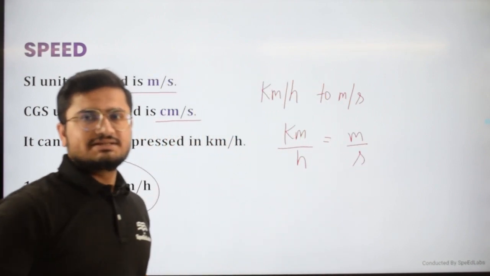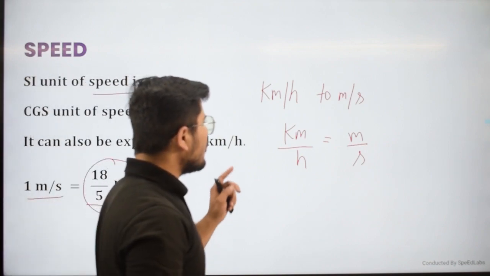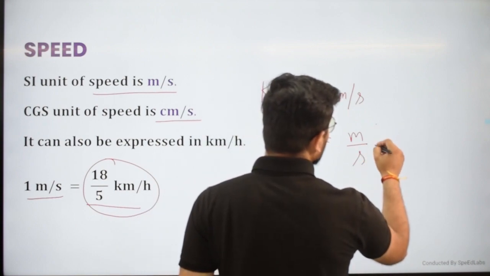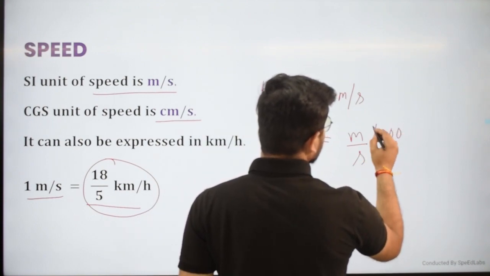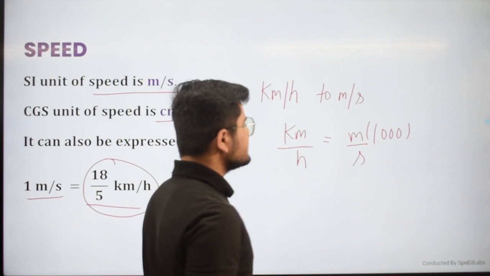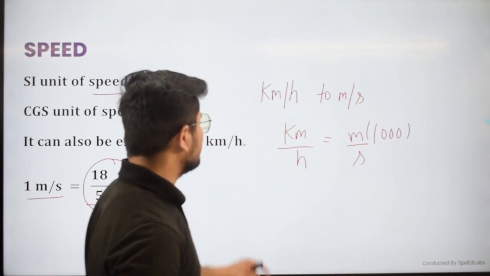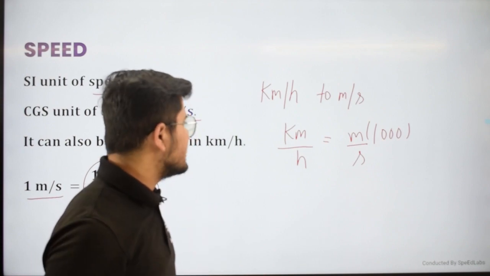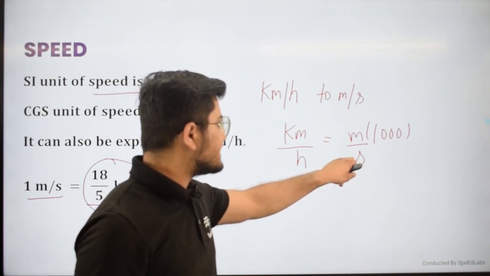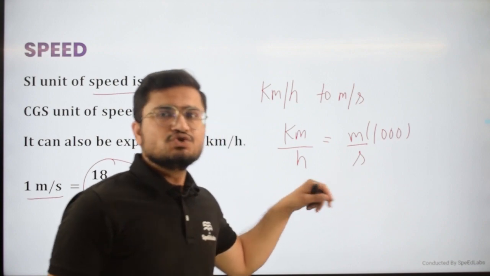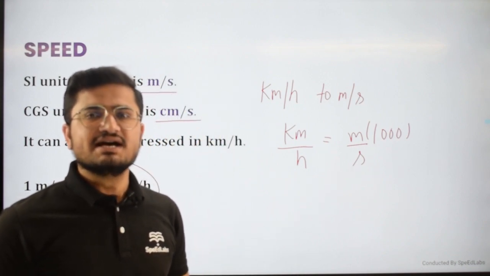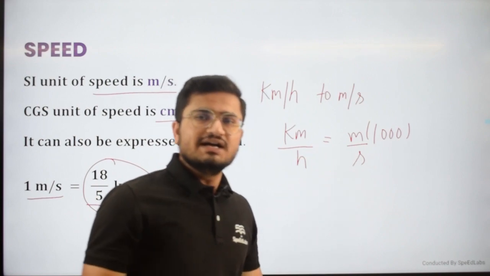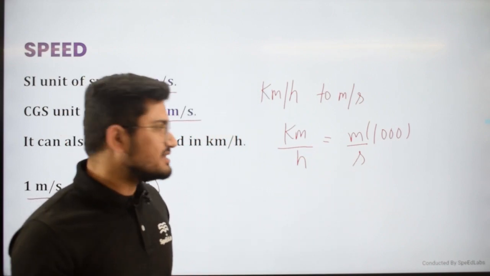Can I write it like this? Obviously yes. Now in 1 kilometer, how many meters? You all know. How much? 1000. Is it? 1000. So I'm writing in the brackets. And talking about 1 hour, in 1 hour, how many minutes? 60 minutes. And right now, as you can see, the unit is in seconds. So in 1 minute, how many seconds? 60 seconds. So again from hour to seconds, 60 into 60, 6 sixes are 36.